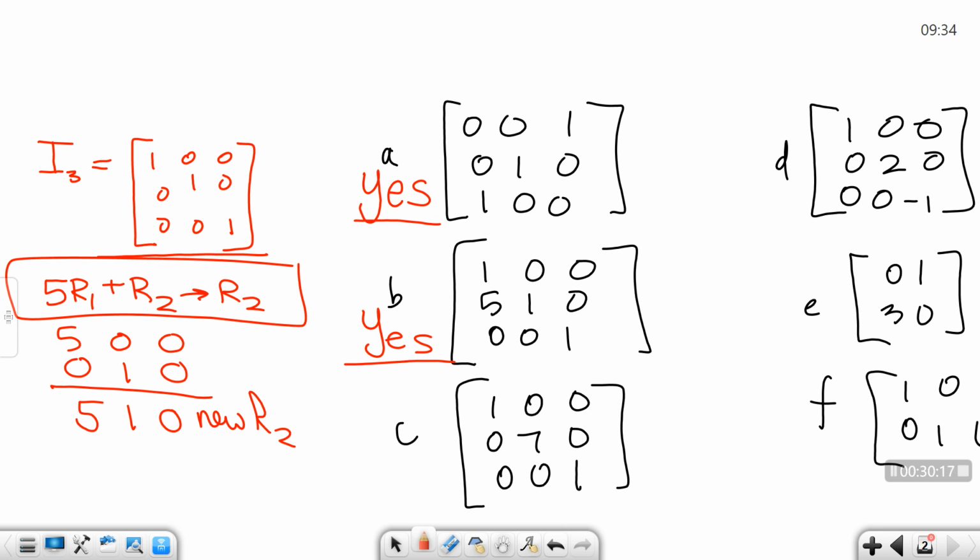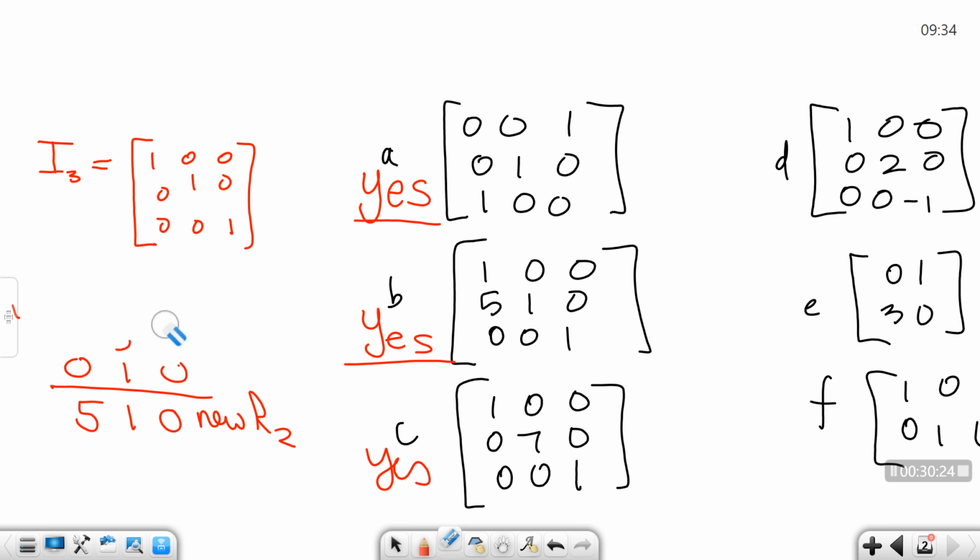The answer to C is also yes. That's a little bit easier to see. What was that operation? 7 times row 2 gives me a new row 2. Okay, and again, you're welcome to put that in there, but you don't have to show that part. All right, any question with that group?